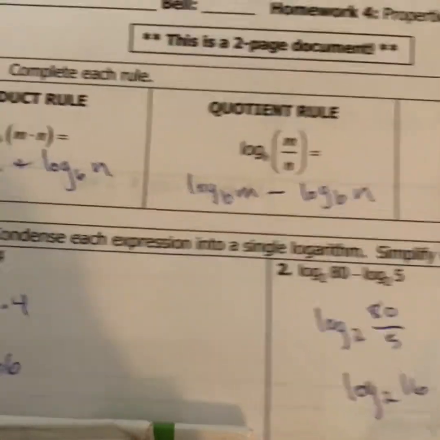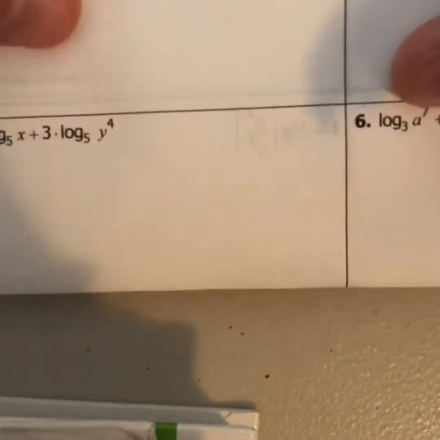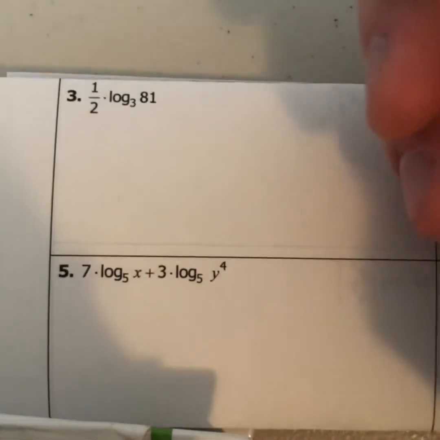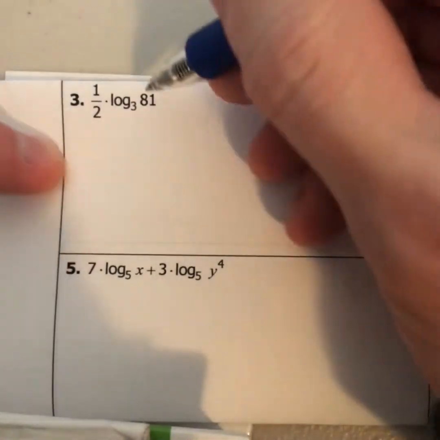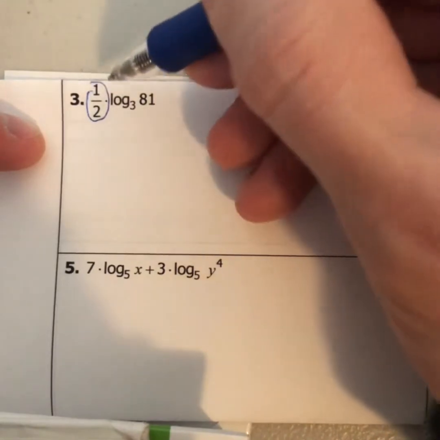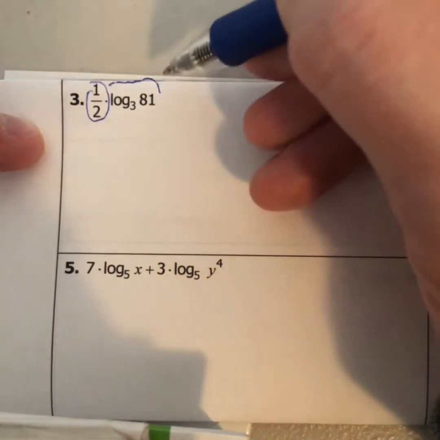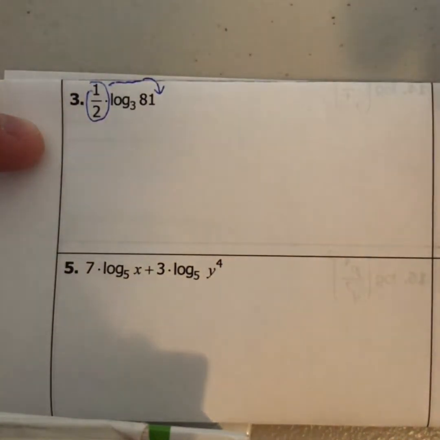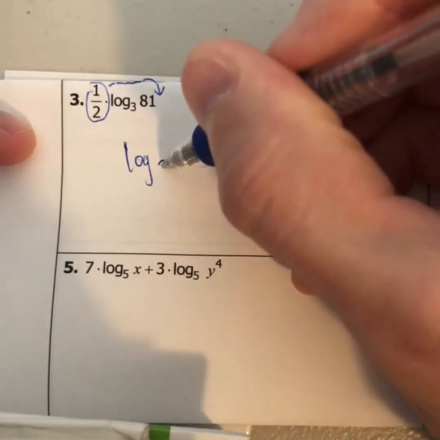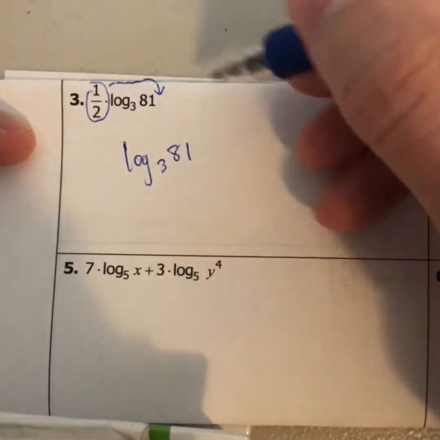All right, and I'm going to go through the odds here. Now we had some questions on number 3. All right, so let's look at number 3 here. We see 1/2 times log base 3 of 81. Well, I don't see any addition or subtraction going on here, so it's really just power rule being tested. I'm going to move that 1/2 up to the exponent. So log base 3 of 81 to the 1/2.